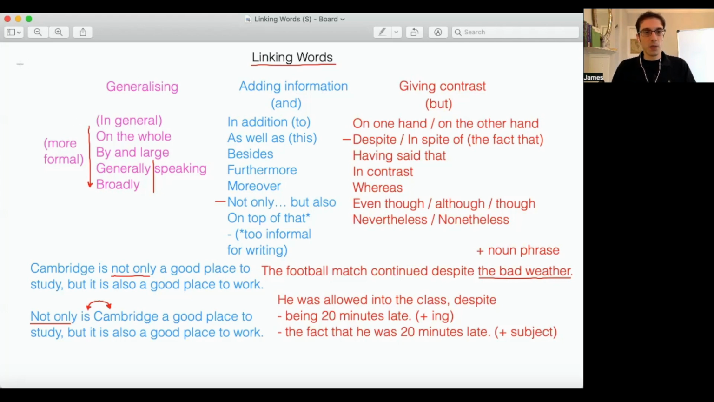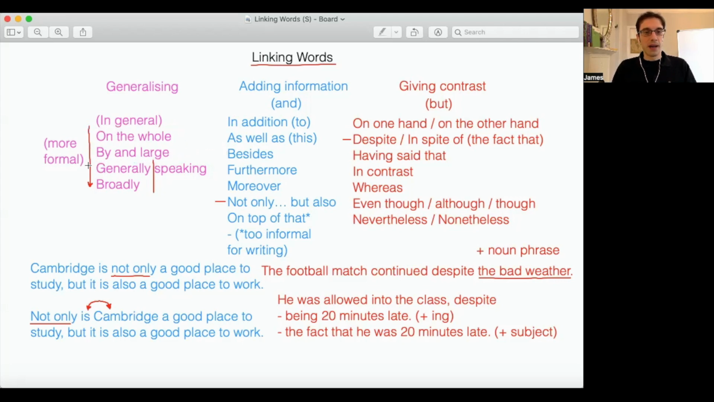So let's start with generalizing over here. Now, on the left, I have written what's called a cline. Now, that means there's an arrow going down on these words. And as you go down, you can see that the phrases become a little bit more formal. So if we're just staying with speaking, another way of saying in general would be on the whole or by and large. Usually these are adverbial phrases, so they will need a comma after them, okay?